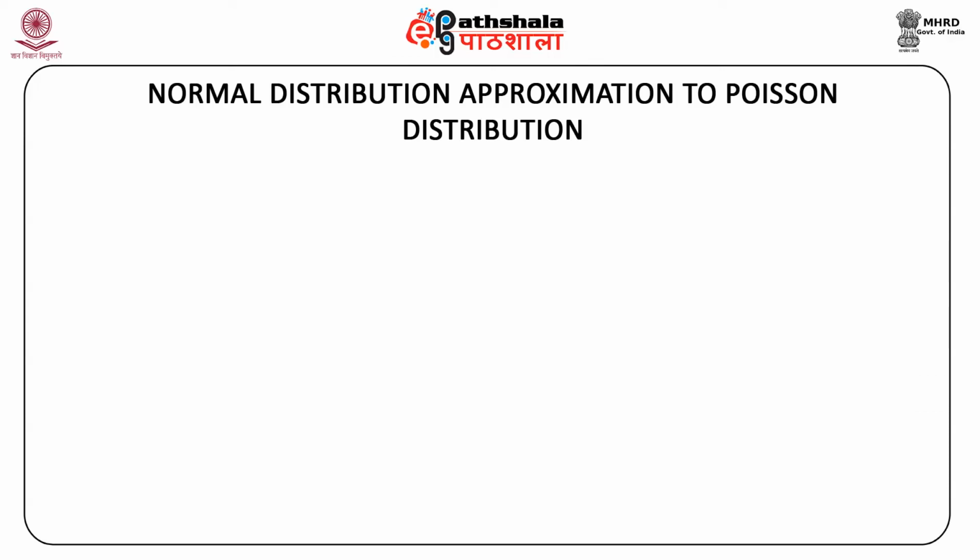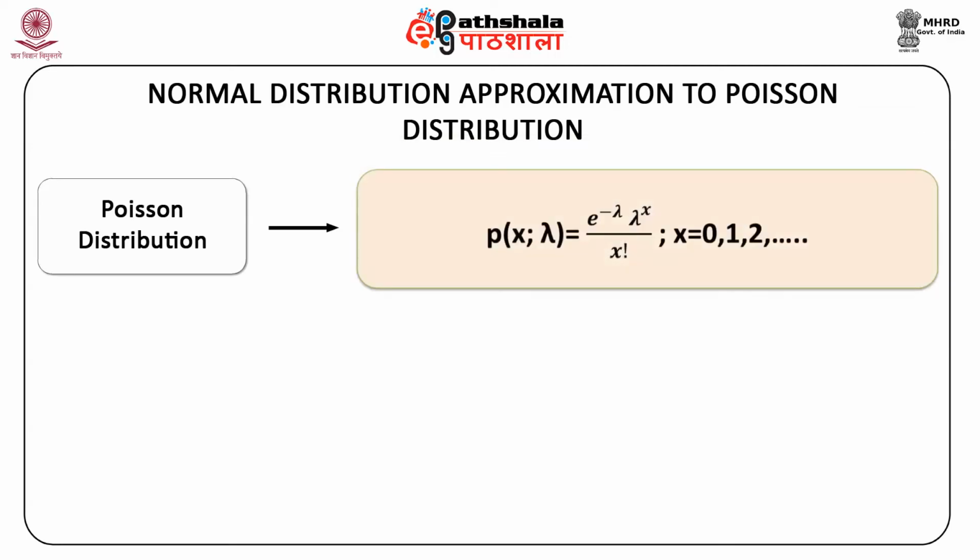Similar to the binomial distribution, the Poisson distribution can also be approximated by the normal distribution under some conditions. We know if a random variable x follows a Poisson distribution with parameter lambda, then its probability function is P(x; lambda) = e^(-lambda) lambda^x divided by x factorial, where x is 0, 1, 2, etc.